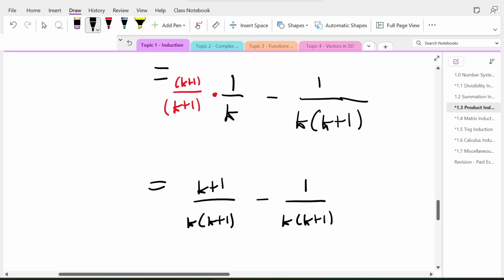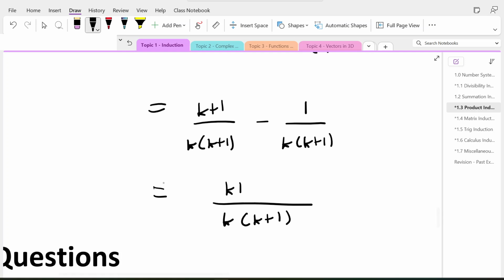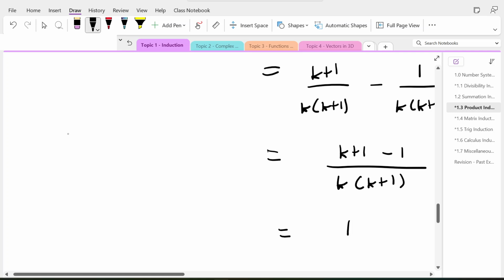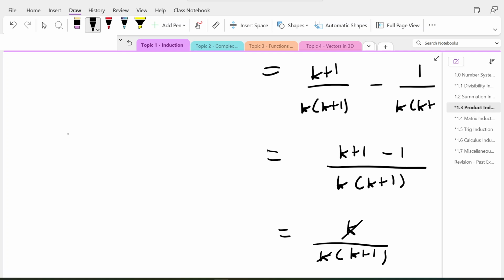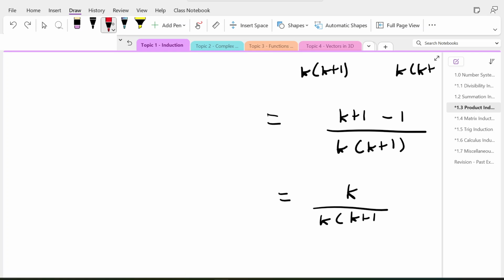Now that these fractions do have the same thing on the bottom, I can just smush them all together into one big fraction. So we're going to have k plus 1 take 1 there. Then what we're left with on the top is just k. So that's k over k, lots of k plus 1. The k's will cancel. So they'll cancel off just like that.